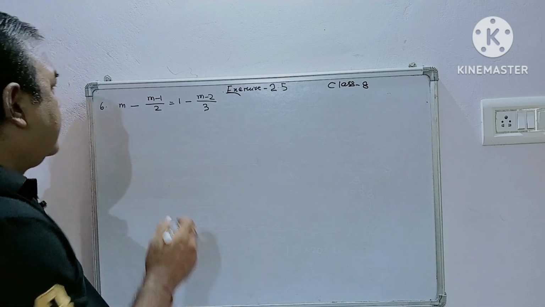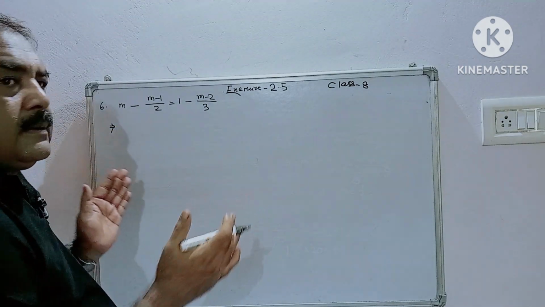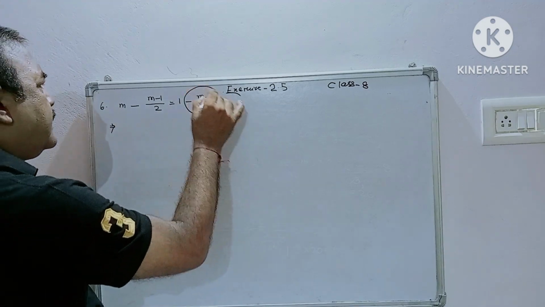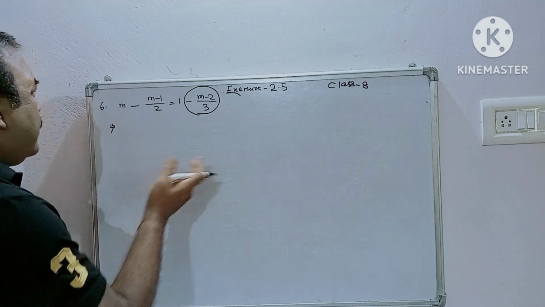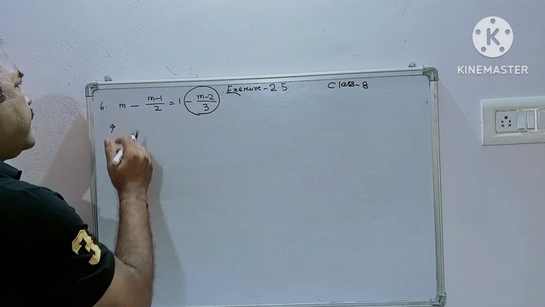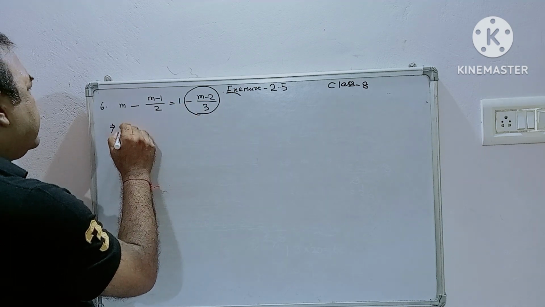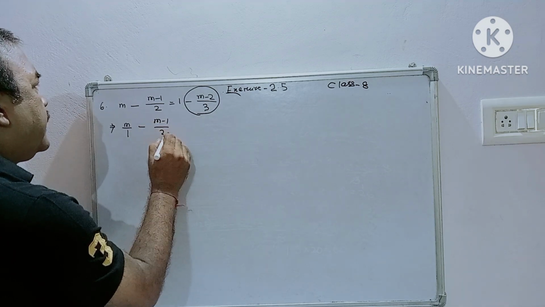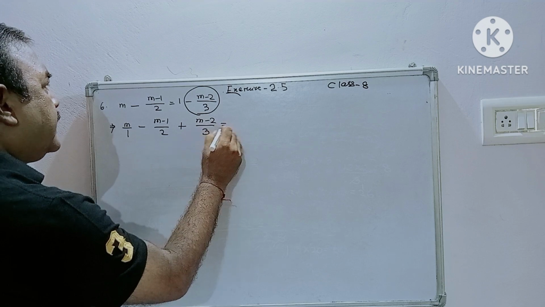That implies, so we have to bring the variables to one side. So here it is minus (m minus 2) whole divided by 3. We have to transfer it to the left hand side, so the sign will be changed. m upon 1 minus (m minus 1) whole divided by 2 plus (m minus 2) whole divided by 3 is equal to 1.